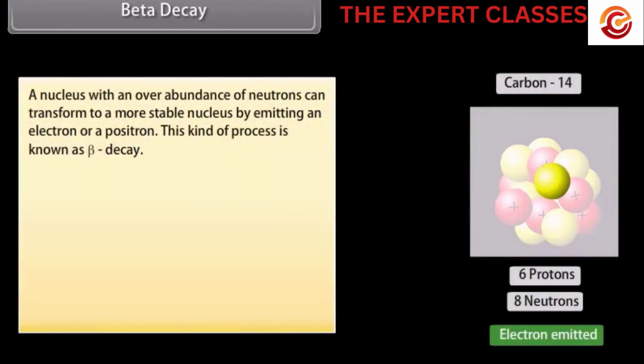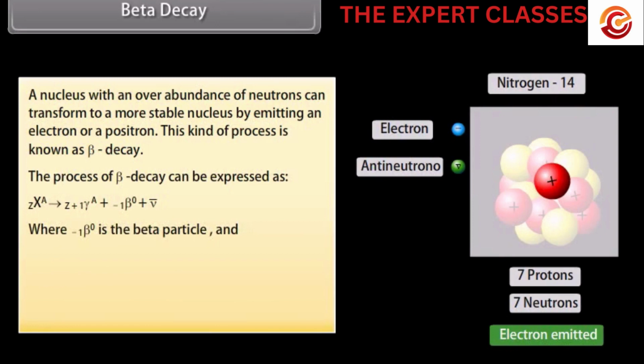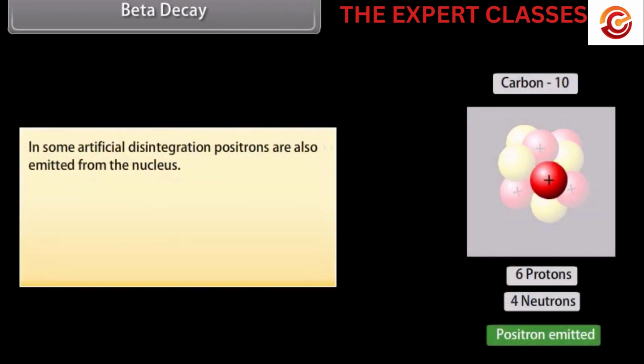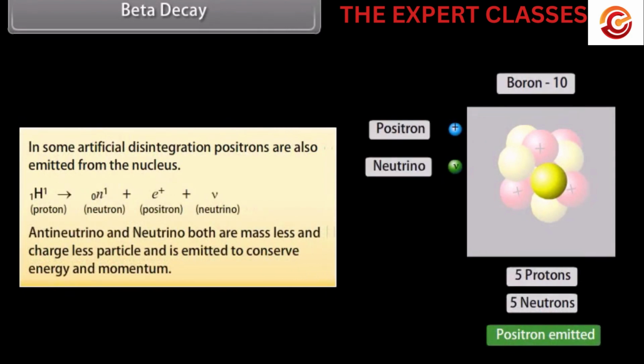Beta decay. A nucleus with an overabundance of neutrons can transform to a more stable nucleus by emitting an electron or a positron. This kind of process is known as beta decay. This process can be expressed as, where the beta particle and the antineutrino are emitted. For example, in some artificial disintegrations, positrons are also emitted from the nucleus. Antineutrino and neutrino are both massless and chargeless particles, and are emitted to conserve energy and momentum.